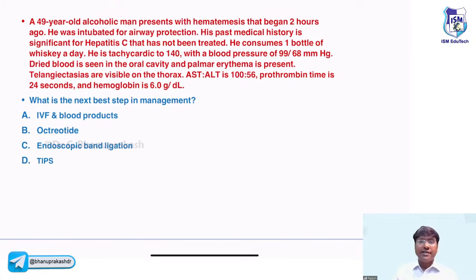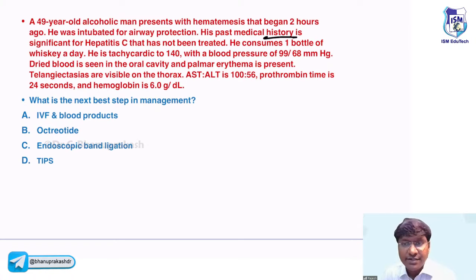A 49-year-old alcoholic man presents with hematemesis that began 2 hours ago. He was intubated for airway protection. His past medical history is significant for hepatitis C, which has not been treated. He consumes one bottle of whiskey a day. He is tachycardic at 140, with a blood pressure of 99/68 millimeters of mercury. Oral cavity showed the presence of blood, and palmar erythema is present.